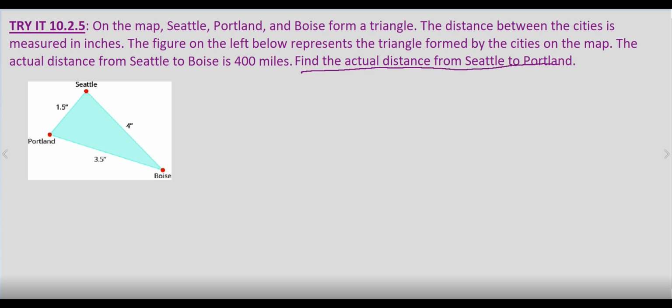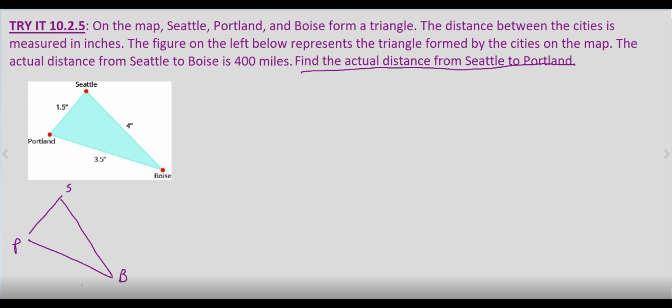from Seattle to Portland. So you might be saying, well, wait a minute, I thought this was similar figures, and we only have one figure. Well, let's draw a similar triangle. It doesn't have to be exact as long as the figures are correct, but know that the lengths of the sides are supposed to be proportional here. We'll label Portland P, Seattle S, and Boise B.